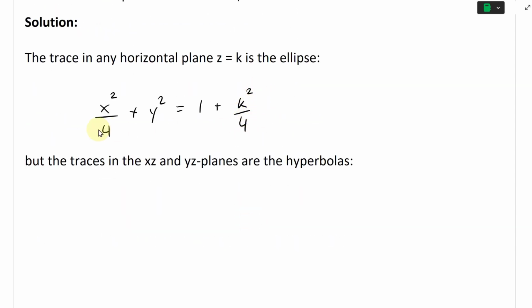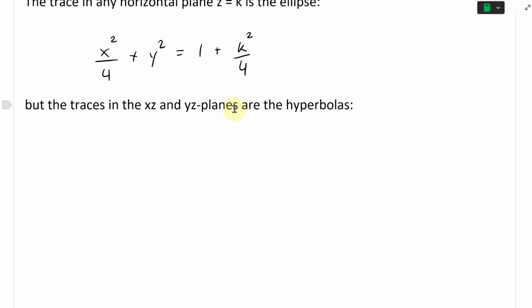Going further, the traces in the xz and yz planes are hyperbolas. So this is the ellipse. This is an equation of an ellipse, so this will be a number. You can divide it out to get 1 there. But the traces in the xz and yz planes are the hyperbolas. Well, this is just set to 0. So this is y equals 0. Actually, I will just do that. The calculus book does this first.